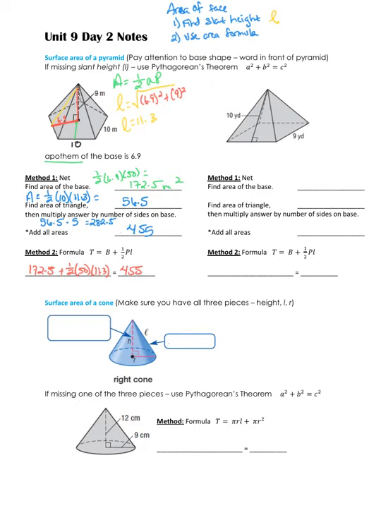The second one, method 1, find the area of the base. Without being told anything else, we can assume that this base is a square. We're not told it is not a square, so therefore it is a square. All right, the area of the base, 9 times 9, 81 yards squared. Area of the triangle, we have our slant height, it is 10. 1/2 small b times height equals 90, half of 90 is 45.